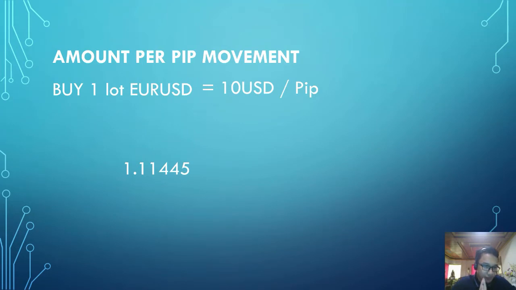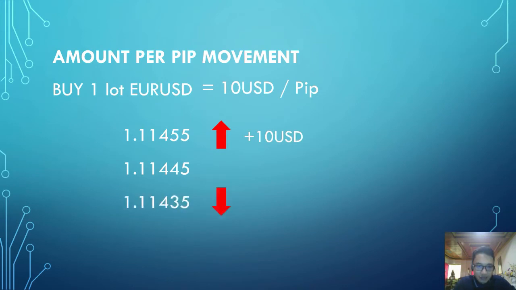So let's say if you buy one lot, Euro USD, the price per movement is 10 USD per pip. So if you have 1.11445, again, the pip is the fourth decimal place, which is 4. So let's say the price moves up to 1.11455. Then your account is at positive 10 USD. Now, if the price goes down by 1 pip, or 1.11435, your account is now at negative 10 USD.